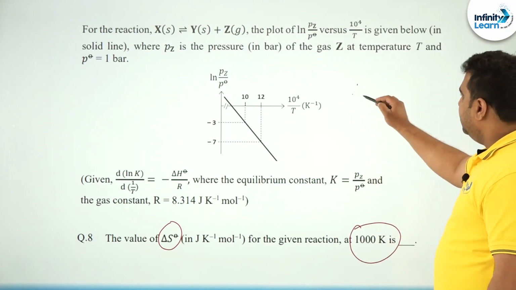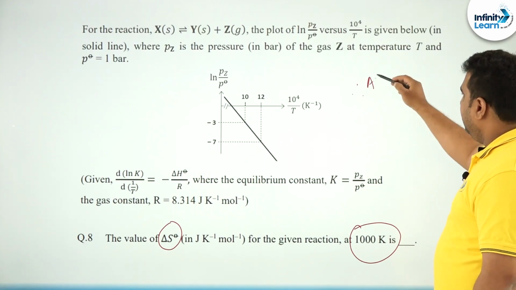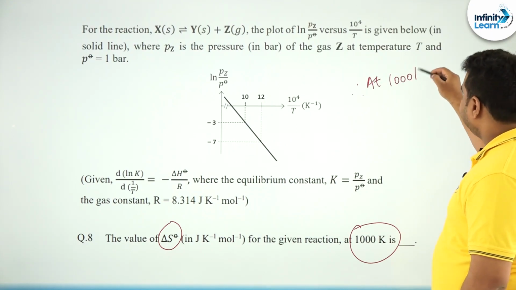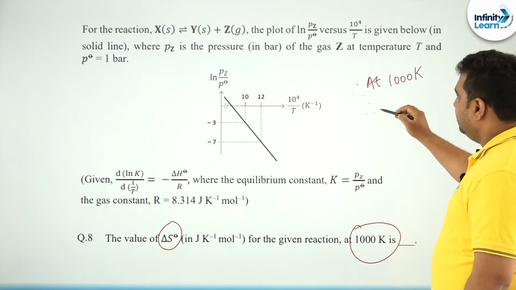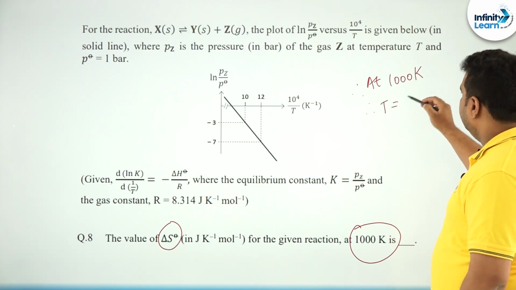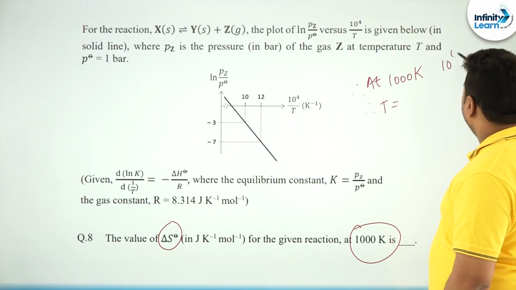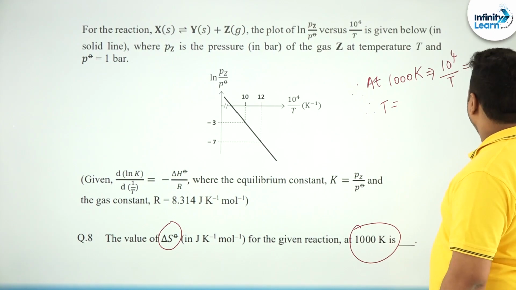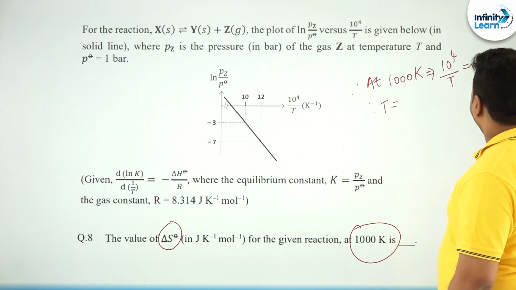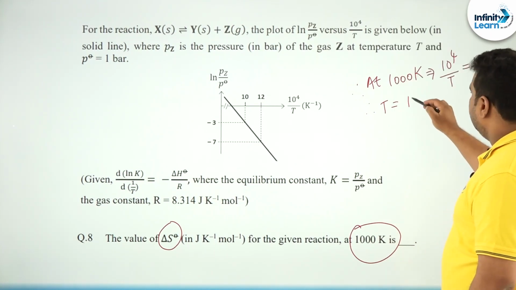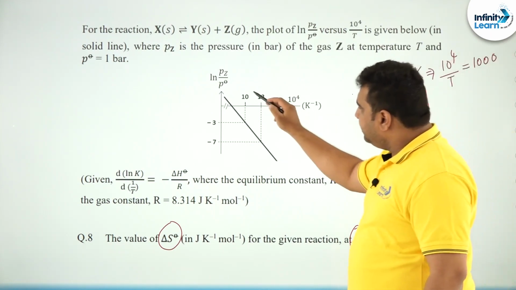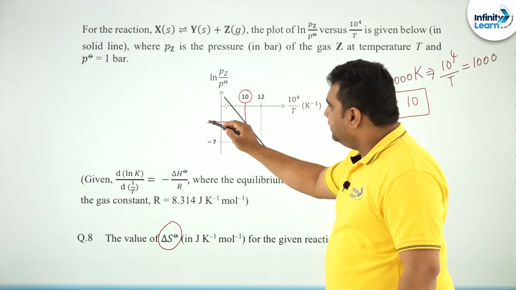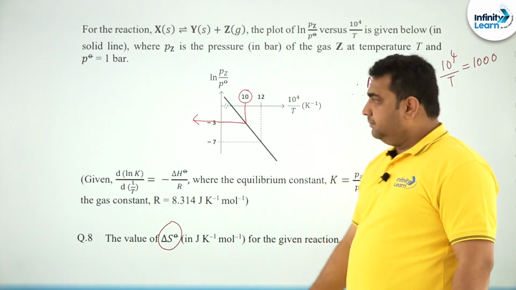So everybody should know here itself, at 1000 Kelvin, 1000 Kelvin means T you are going to get what? We know that 10 to the power of 4 by T is equal to what? 1000. So therefore here you are going to get 10, and when T is 10, the value of ln is minus 3. So how can you solve this now?